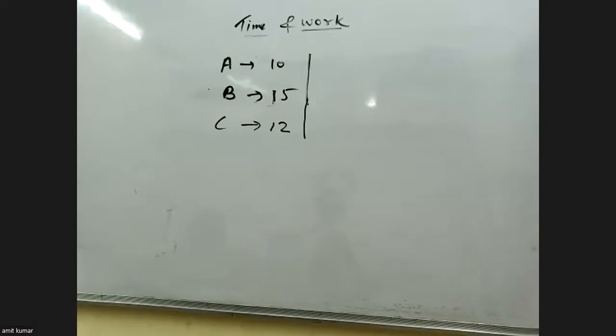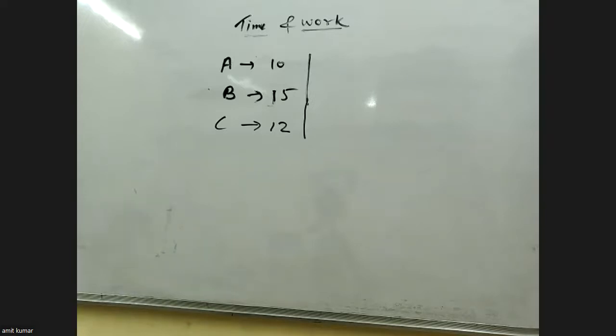Sir, can you repeat the question? A can do a piece of work in 10 days. B can do the same work in 15 days. C can do the same work in 12 days. Working together, they can complete the whole work in how many days? Is it clear? Is it clear to everyone now?